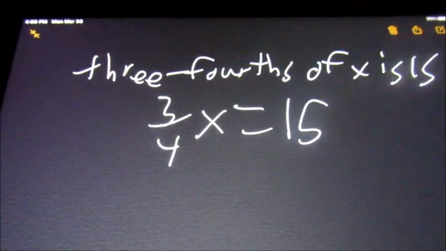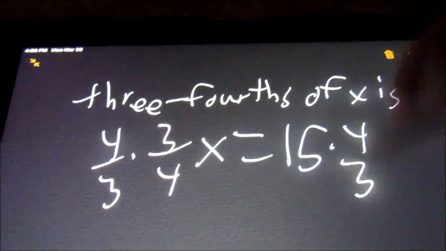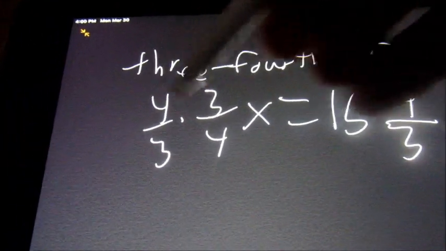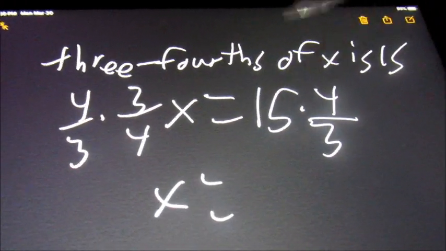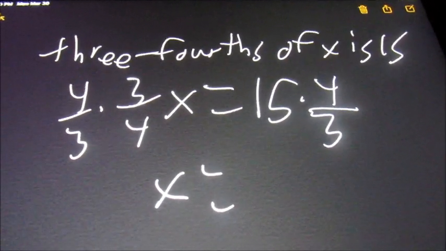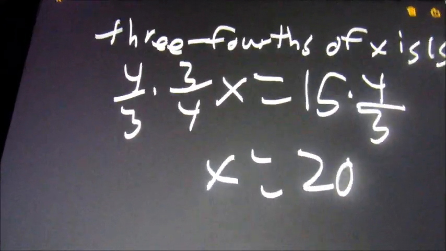So we're going to multiply both sides by the reciprocal of 3 over 4, which is 4 over 3. 4 over 3 times 3 over 4 is 1. So x equals, we can say 15 divided by 3 is 5, times 4 is 20.